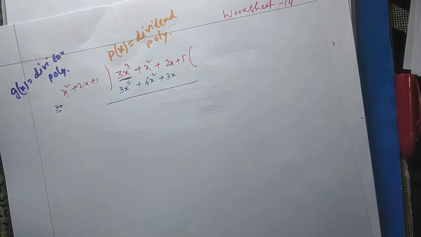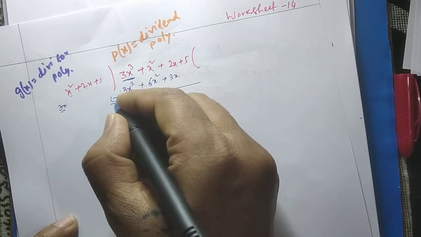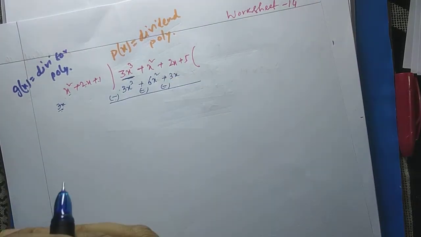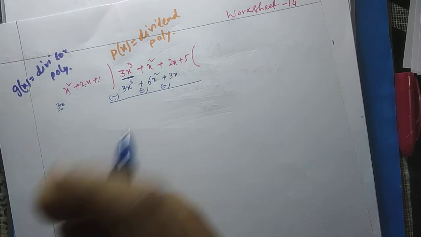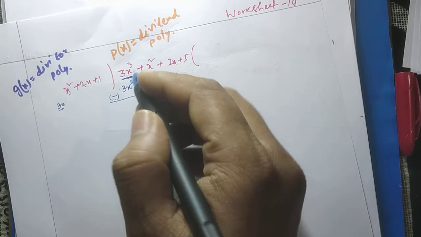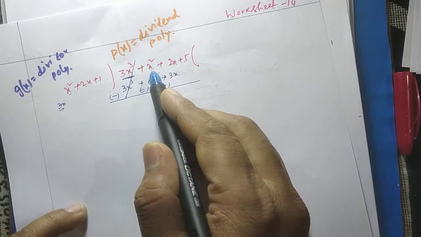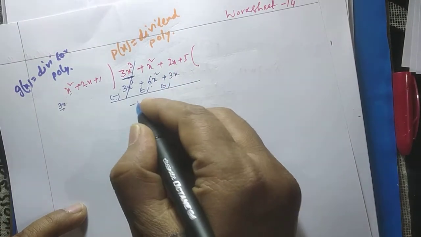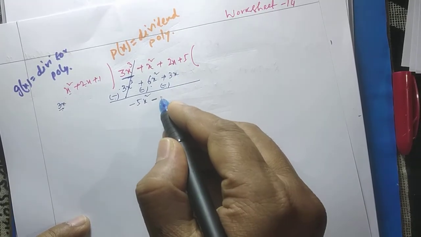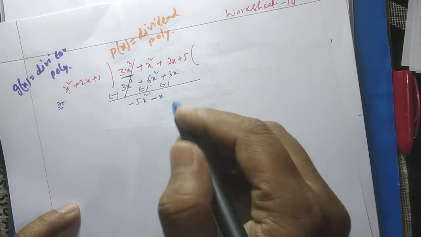Now doing minus. It is a plus symbol, it will be minus. It is a plus symbol, it will be minus. It is a plus symbol, it will be minus. Because ultimately we are doing minus. Now look here. Both are the same term with different symbols, so it will be cancelled. Correct? x square minus 6x square will be minus 5x square. 2x minus 3x ultimately becomes minus x. This plus 5 will come down without any change.